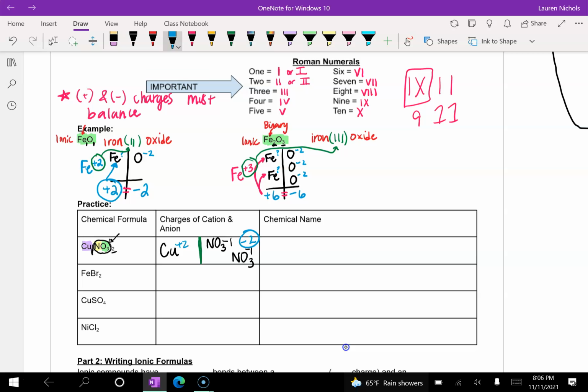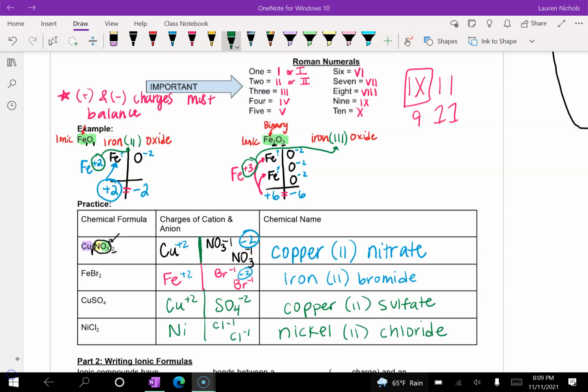So when we go to name Cu(NO3)2, Cu is copper. It's a transition metal, so I'm going to put a Roman numeral two for its charge. And then NO3 is given the name nitrate. So what I want you to do is pause the video and then press play when you're ready to check your answers. All right, so go ahead and check your answers.